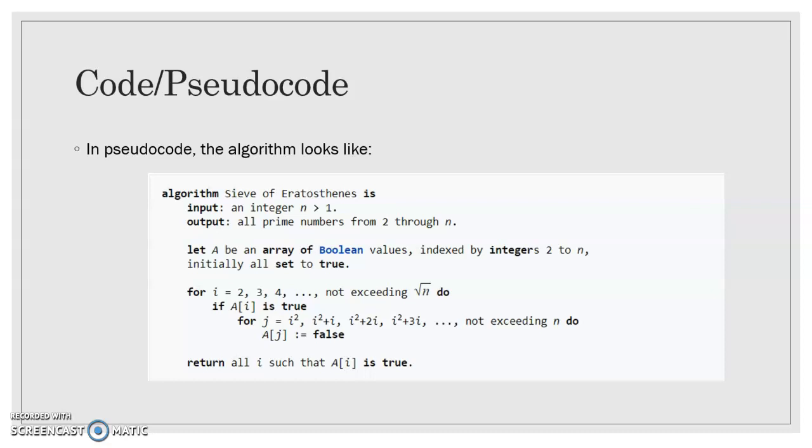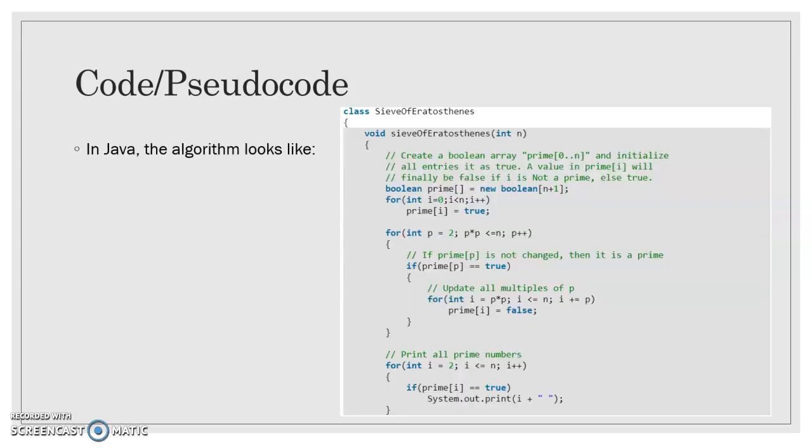It then creates a Boolean variable for all the numbers in the array set to true. Boolean is either true or false, so it makes all of them true. It then iterates through the whole array and changes the values of all multiples starting at 2 to false. It then prints all the elements that are still true, which are the remaining prime numbers.